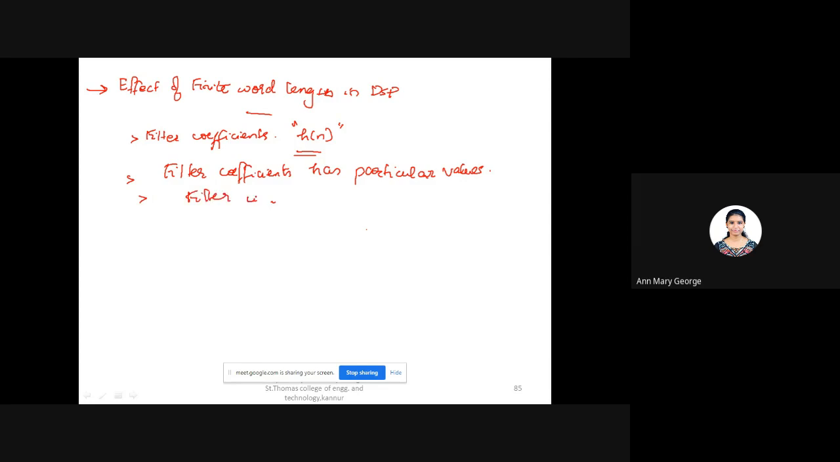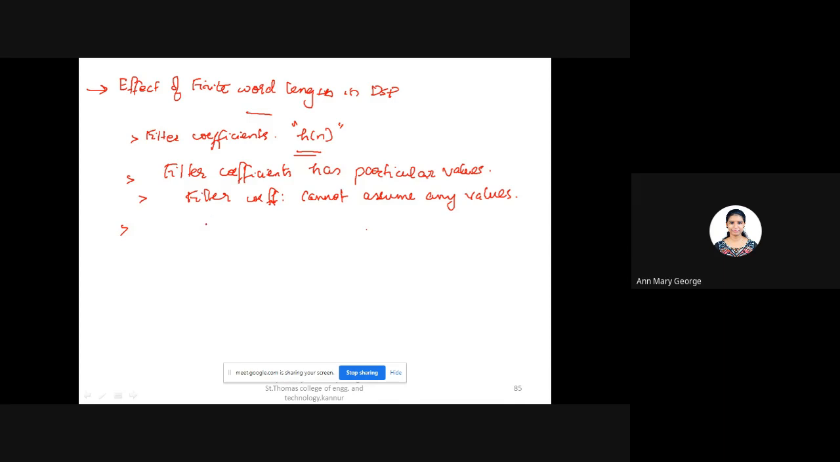Note down the points. Filter coefficients cannot assume any values. Okay, and there is a finite number of bits used to represent the coefficients, and that is known as word length. Okay, there is a finite number of bits used to represent the coefficient.